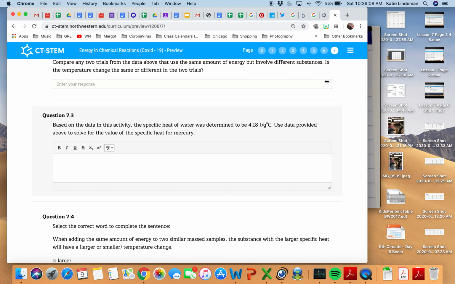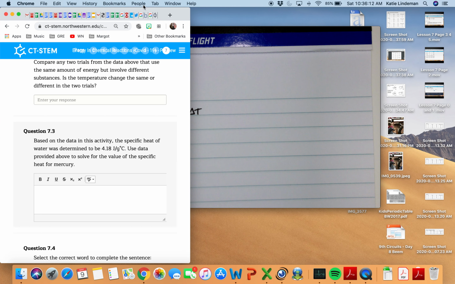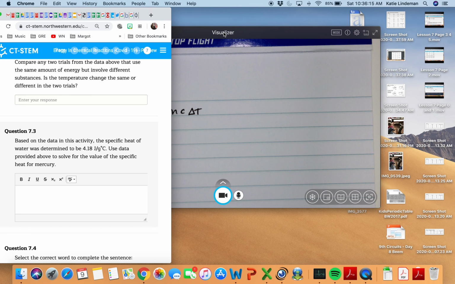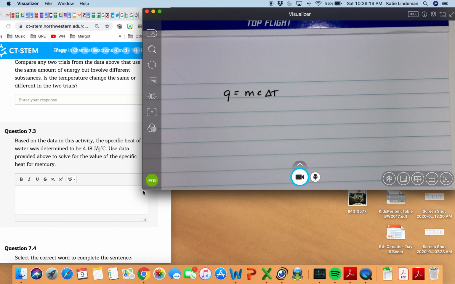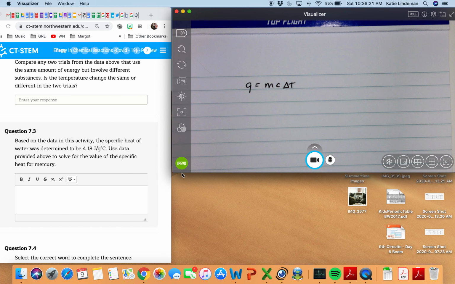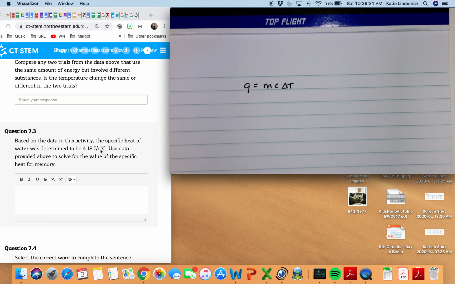I'm going to shrink this screen a little bit. Okay, so the first question is, based on data in this activity, the specific heat of water is determined to be 4.18 joules per gram degrees Celsius. Use data provided above to solve for the specific heat of mercury.